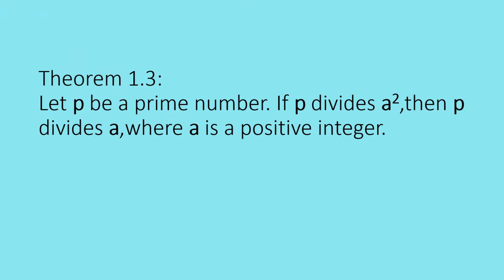Moving to theorem 1.3, let p be a prime number. If p divides a square, then p divides a, where a is a positive integer. This is an important theorem that you are using in proving irrational numbers. Moving to theorem 1.4, that you have to prove root 2 is irrational.